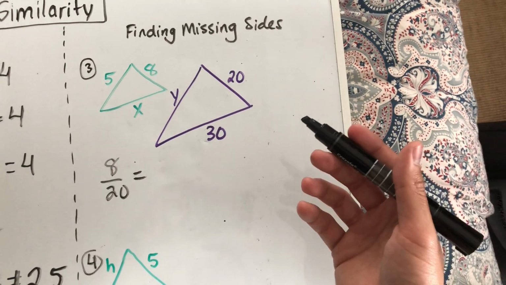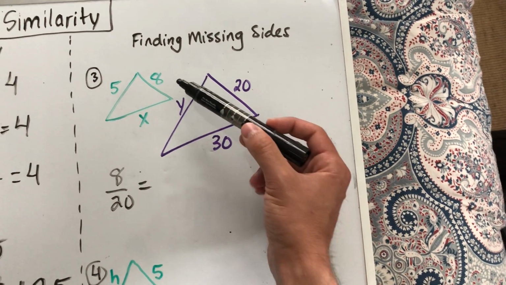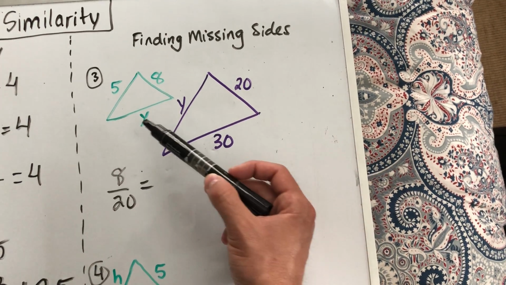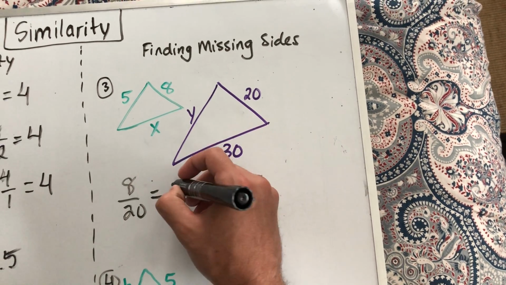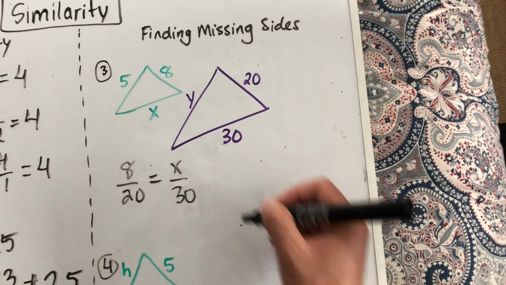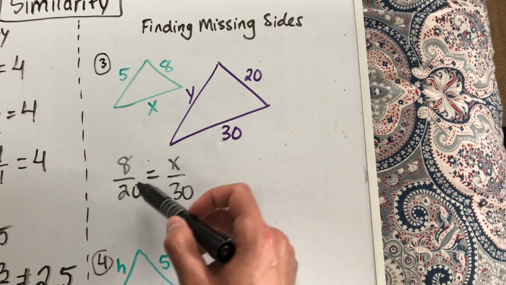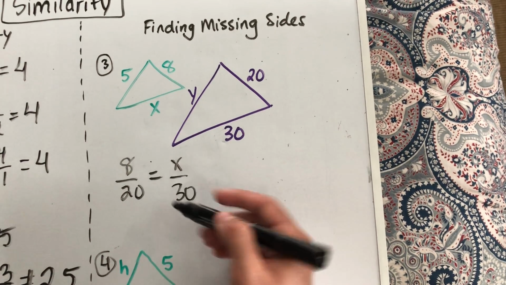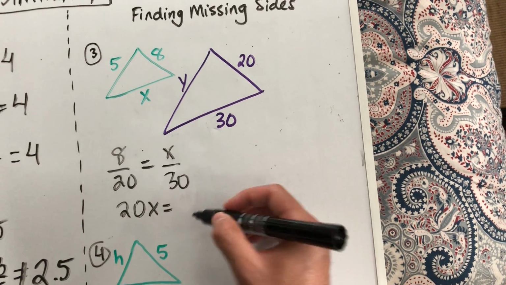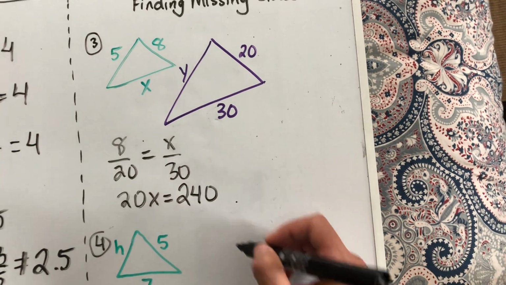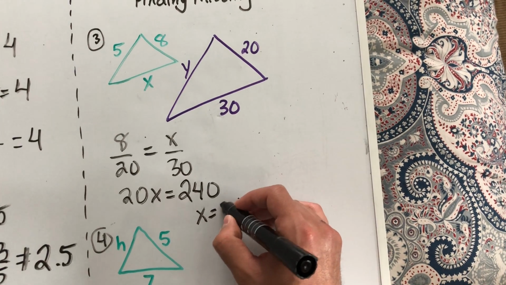All right, now you just decide which one you want to solve for first. I'm going to solve for x first. Why not? So if I did 8 over 20, the next fraction is going to have to be x over 30. Okay, so x over 30. And that is how you're going to set up your proportion to solve for x. Now, all you do is cross multiply. 20 times x, you get 20x. 8 times 30, you get 240. And if you divide by 20, you get x equals 12.